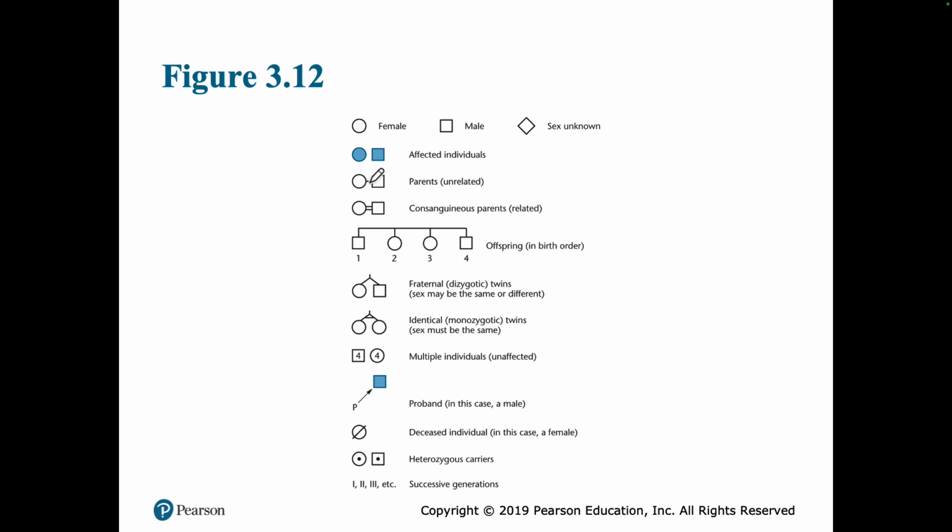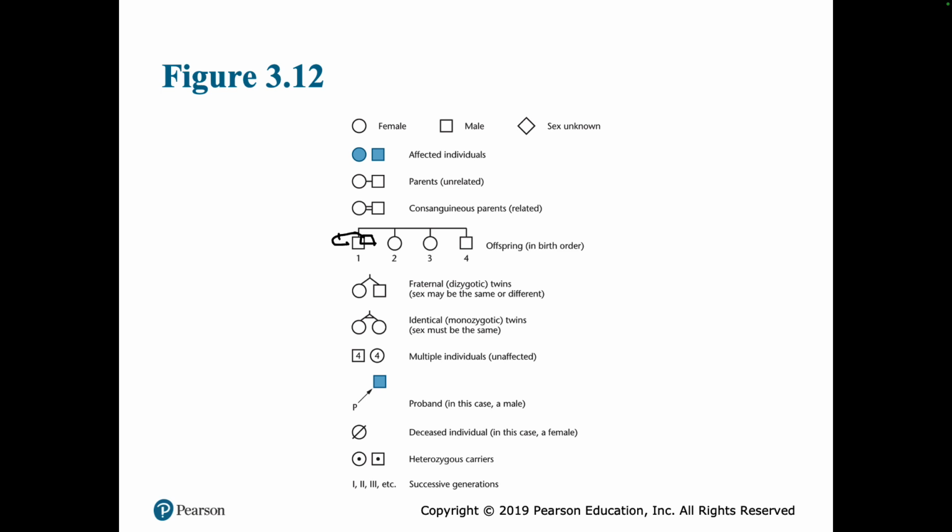Parents who are unrelated will be connected by a single line. If the parents were related, consanguineous, the same blood, usually, we're not talking about siblings, usually cousins, they'll be connected by double lines. The offspring will be listed in birth order. So this family had a male, then two females, then a male. If the offspring were twins, basically right here you would have the first twin and then the second twin to indicate that they were born at the same time.